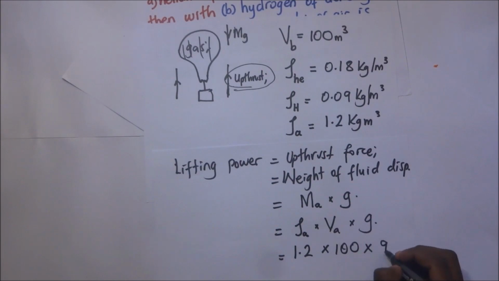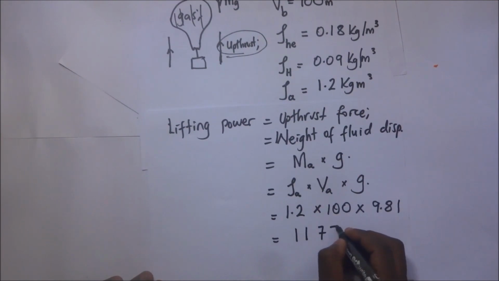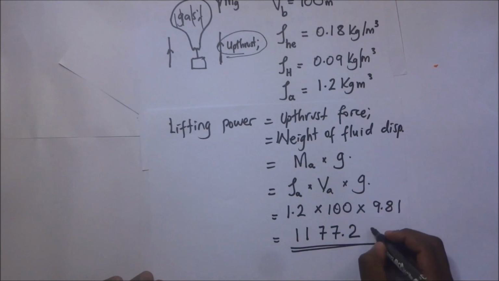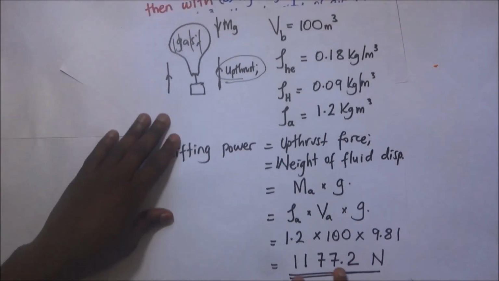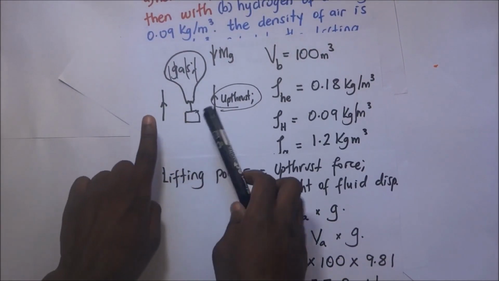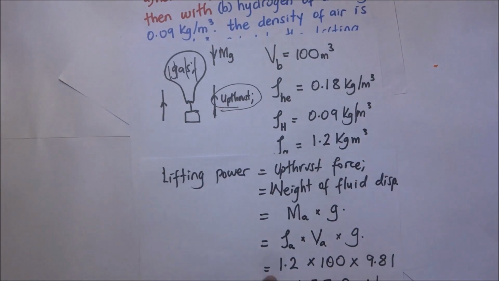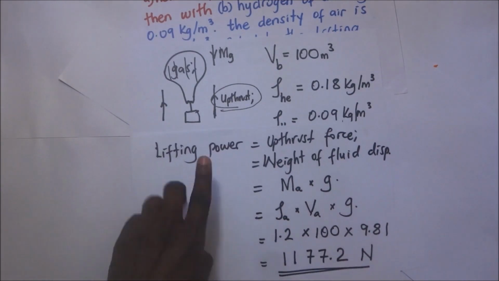Our gravity will be 9.81. And we shall get our answer as 1177.2. This is the lifting power. Now that we know the lifting power of this balloon, the force that is acting upwards. Oh, this is okay. It is the force acting upwards. It's not exactly the lifting power of the balloon. It is the force that is acting upwards.